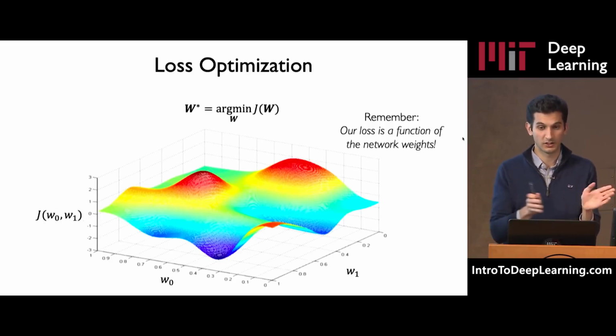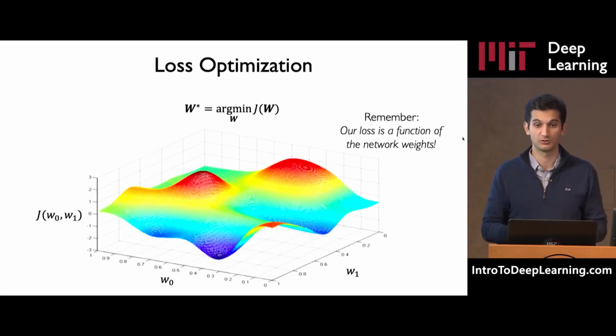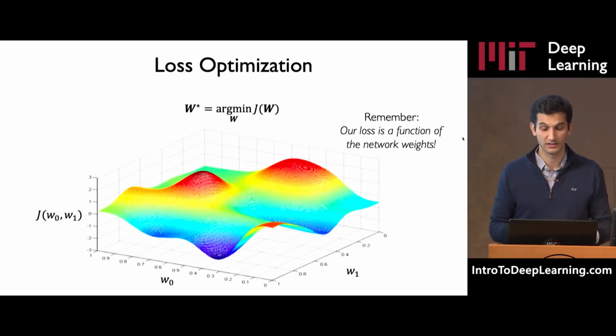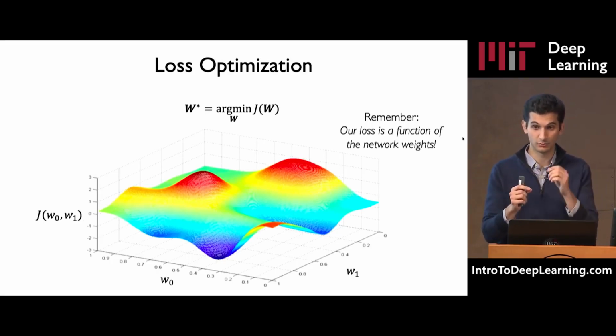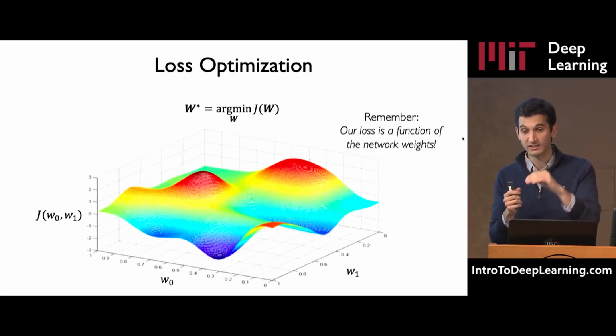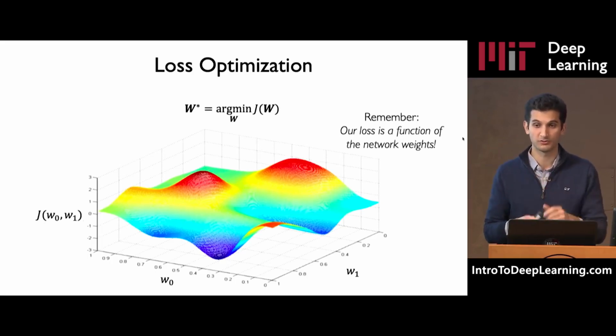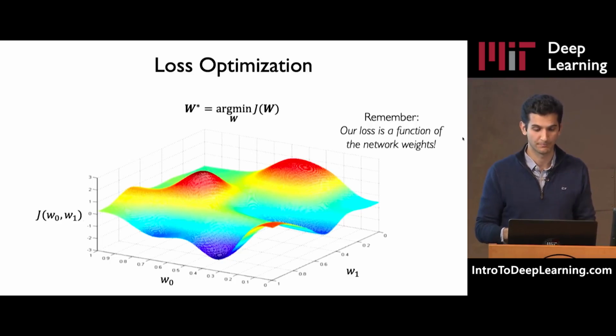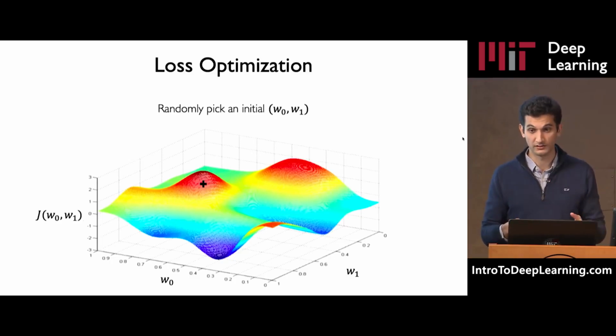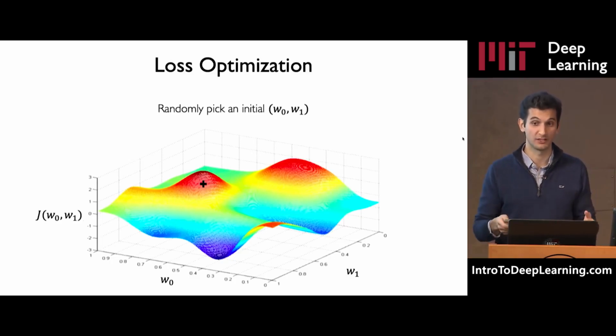On the horizontal axes, the x and y axes, we have the two weights, W0 and W1, and on the vertical axis, we have the loss. Higher loss is worse, and we want to find the weights, W0 and W1, that will bring us to the lowest part of this loss landscape. So how do we do that? This is a process called optimization.